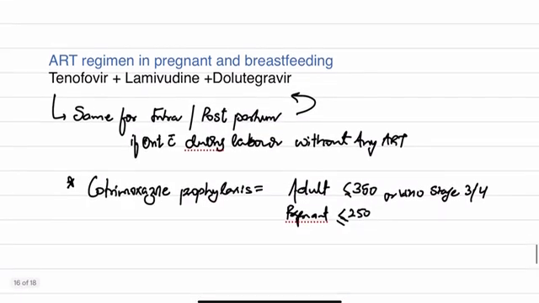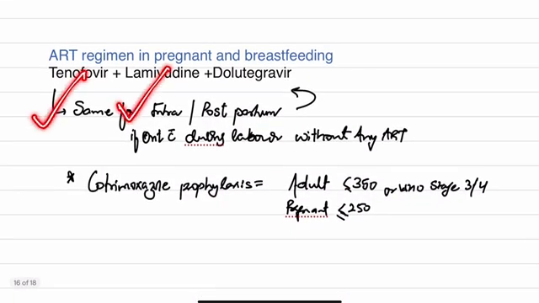What is the HIV regimen in pregnant and breastfeeding women? It is tenofovir, lamivudine, and dolutegravir, the same TLD. It is the same for an intrapartum patient, someone in labor, or a postpartum patient. It is also the same TLD whether or not she received ART before.